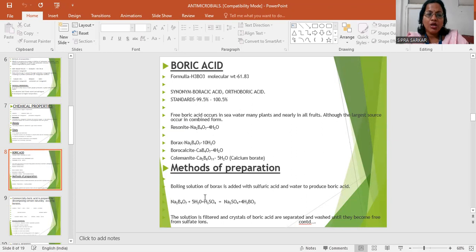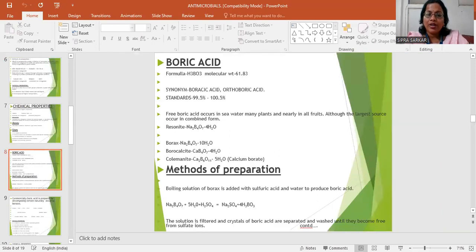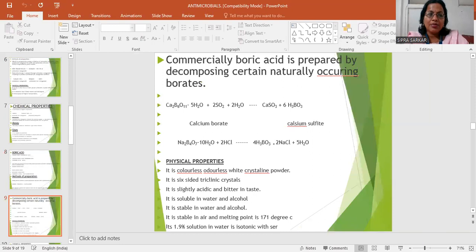Now preparation: a boiling solution of borax is added to sulfuric acid and it produces boric acid. So Na2B4O7 reacts in the presence of water with sulfuric acid, and it produces Na2SO4 and boric acid. The solution is filtered and boric acid is separated and washed until it is free from the residue of sulfuric acid. Okay. Next, commercially, boric acid is prepared by decomposing certain naturally occurring minerals.